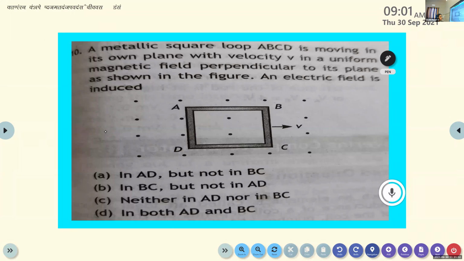What do you think? In which portion is the electric field induced? Please keep in your mind, it is a metallic square loop ABCD. All the four sides of this square loop are metallic in nature. But here we only need to think about the two sides AD and BC.